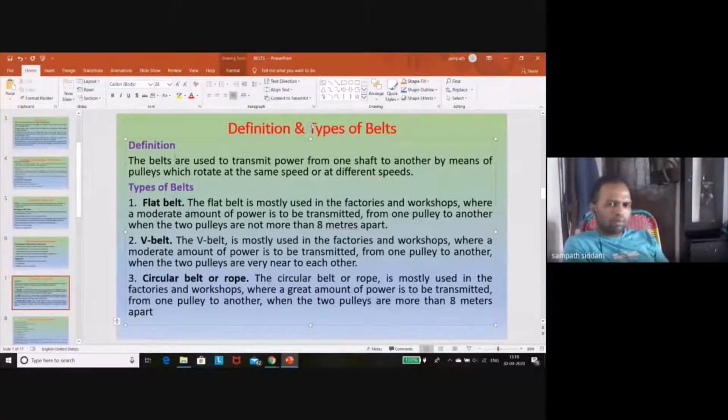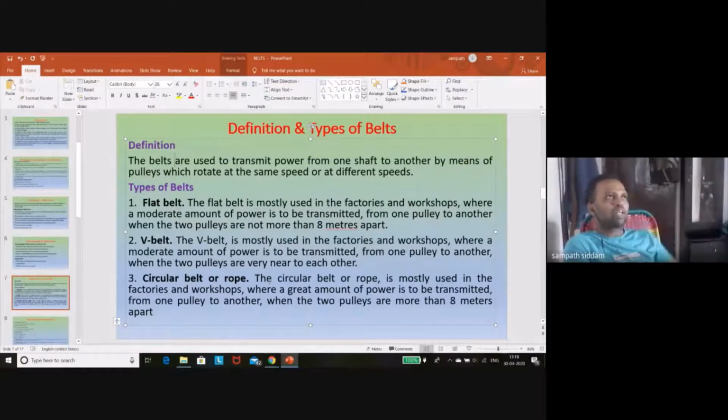And next you have your V belt. This V belt is mostly used in factories and workspaces, where a moderate amount of power is to be transmitted from one pulley to another, where the two pulleys are very near to each other. When two pulleys are very near to each other, then you will be going with the V belt. And next you have your circular belt or rope, which is mostly used in the same factories or any other applications involving power transmission.